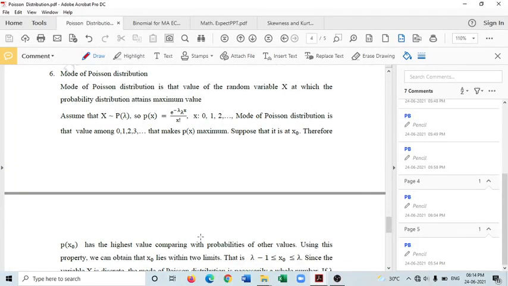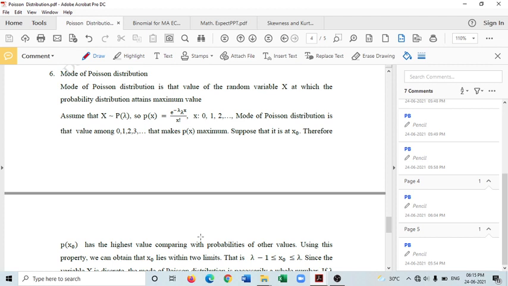In this video, we will discuss the mode of Poisson distribution. By definition of mode, we mean the most frequently occurring value among a set of observations. So naturally, the most frequently occurring value will have the maximum probability. So in the values of the random variable following Poisson distribution, there is a value which attains the highest probability.